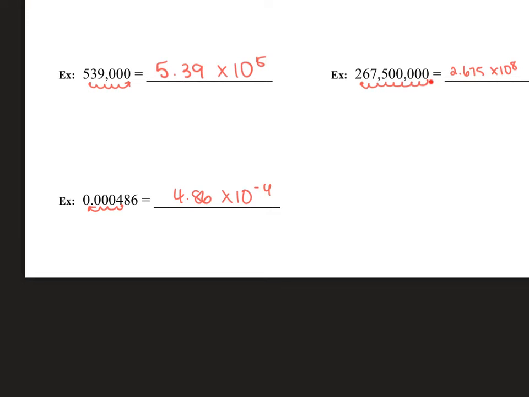For 267,500,000, here's my invisible decimal point. I need to bring it back so there's only one digit to the left. Someone looking at that would need to move it 8 times to the right in order to get it back to 267,500,000.